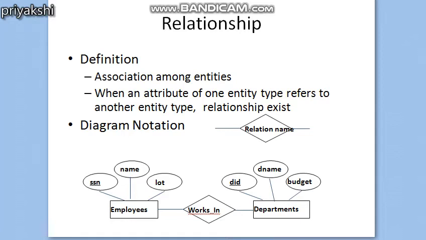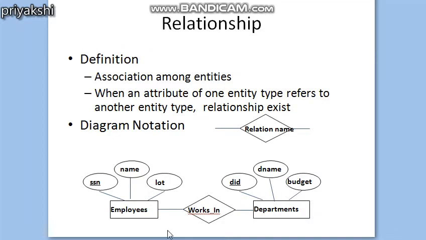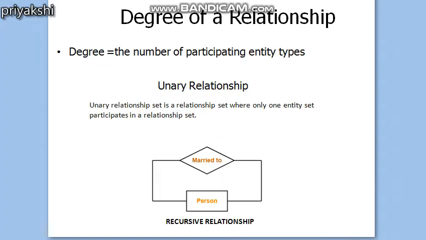Next let's look at the degree of a relationship. The degree of a relationship is defined by the number of participating entities in a relationship. As you can see here, in this relationship, how many entities are participating? Two entities are participating. So the degree of this relationship works in is 2, or it is known as a binary relationship, okay? The degree of a relationship is defined as the number of participating entities, okay? So let's see, there can also be a unary relationship.